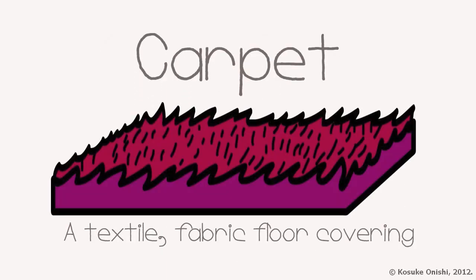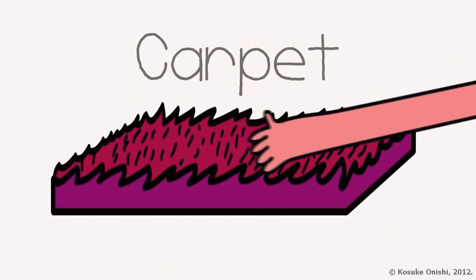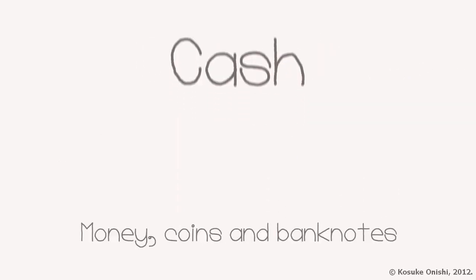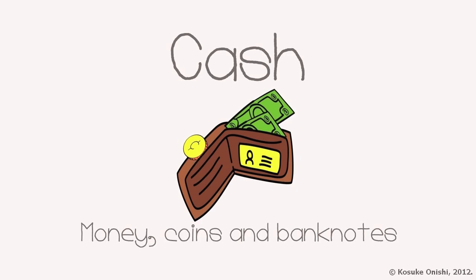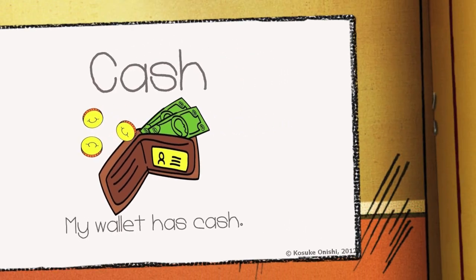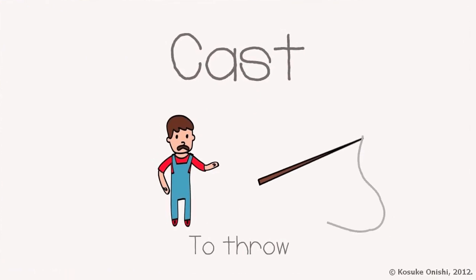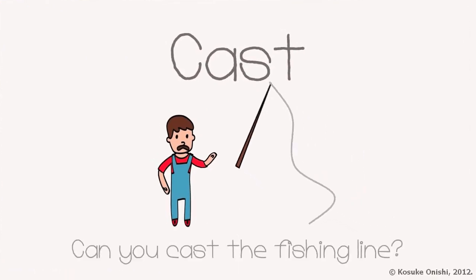Carpet. A textile fabric floor covering. This carpet is so soft. Cash. Money, coins, and banknotes. My wallet has cash. Cast. To throw. Can you cast the fishing line?